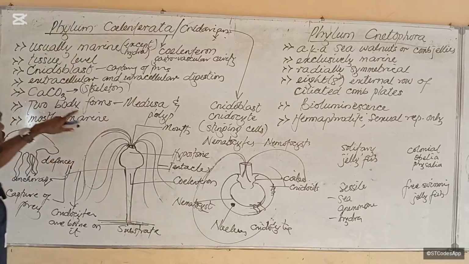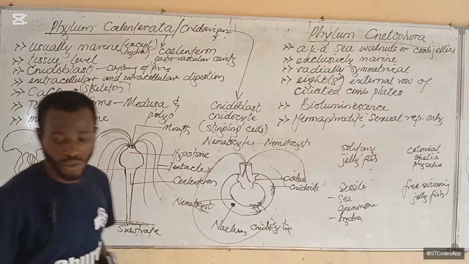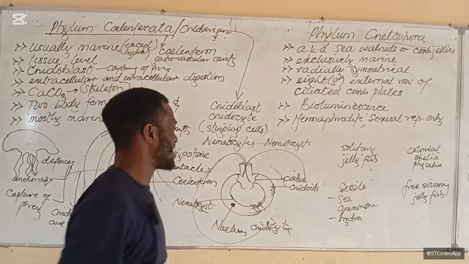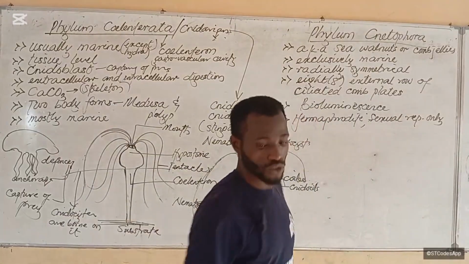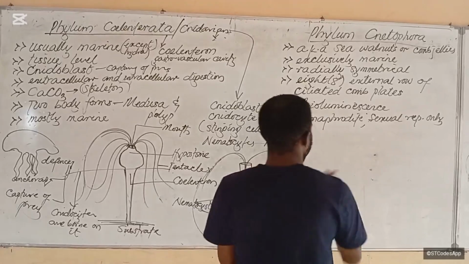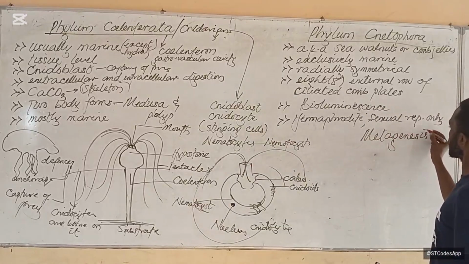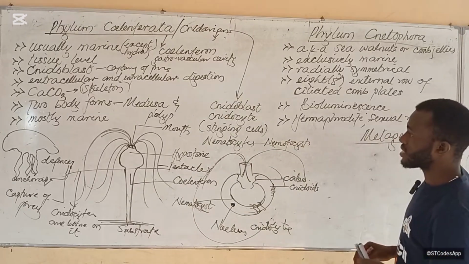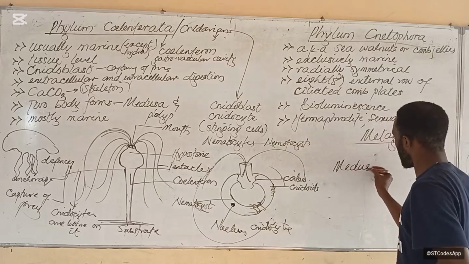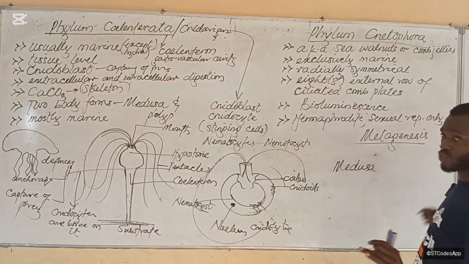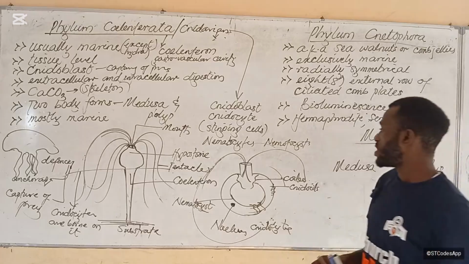Okay. So those are the two body forms. Now, you see there's something particular about these body forms. There's a phenomenon they exhibit that is known as metagenesis, and that is one of the unique characteristics of these guys. Now, what is metagenesis? Metagenesis is alternation of generation in animals. It's seen in these guys because some exist as only the medusoid form, and some exist in only the polypoid form.